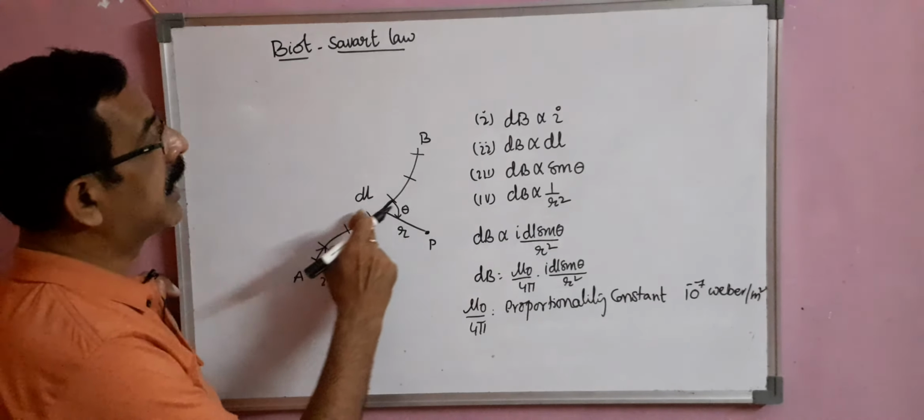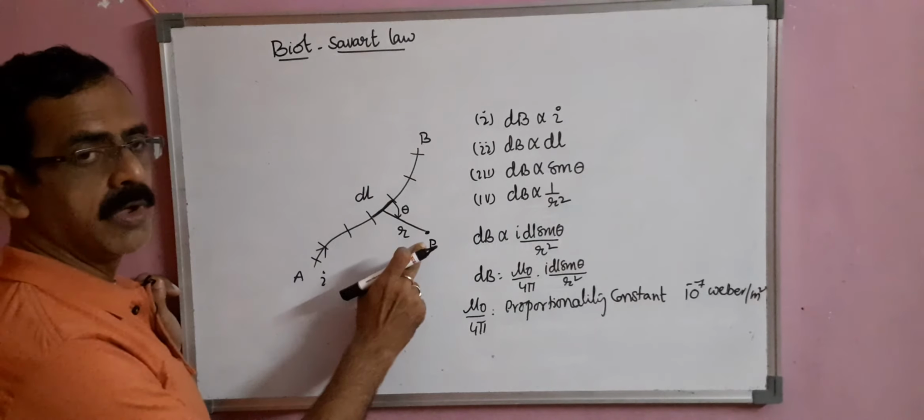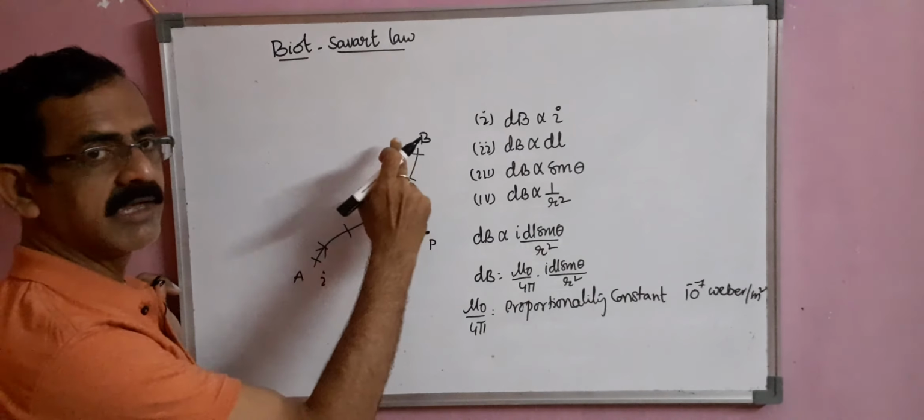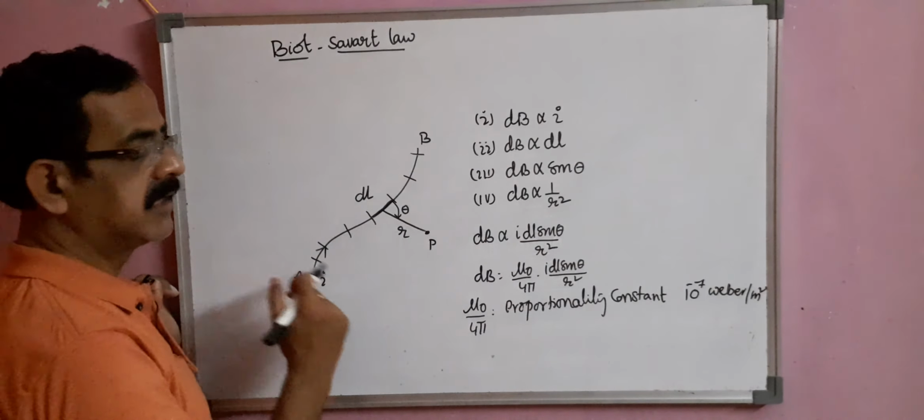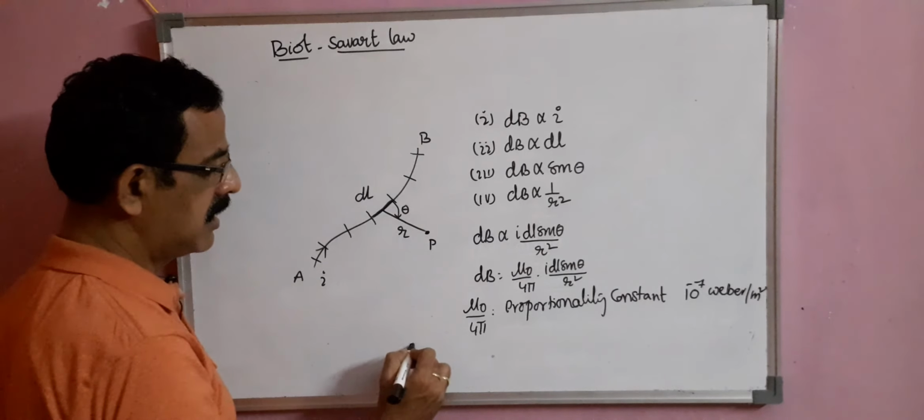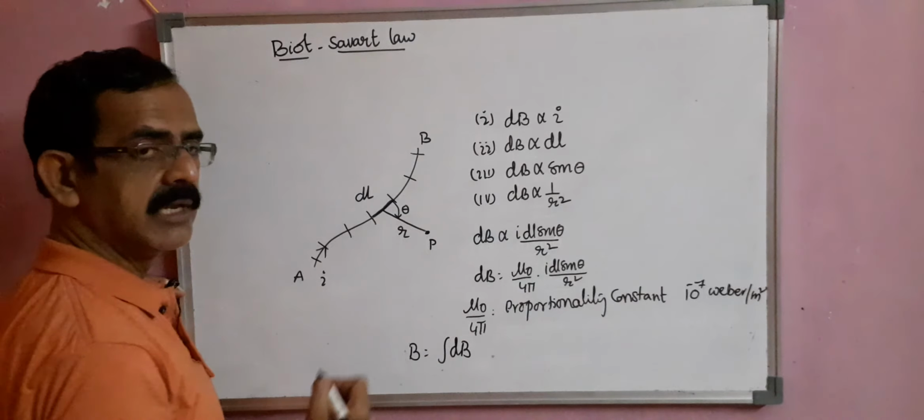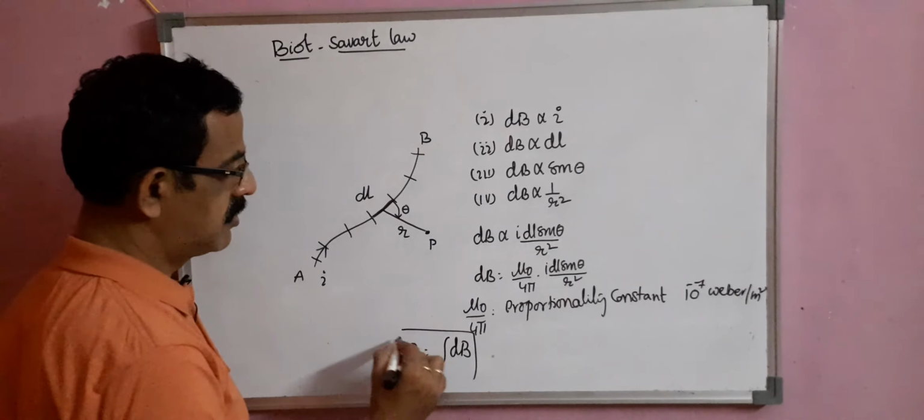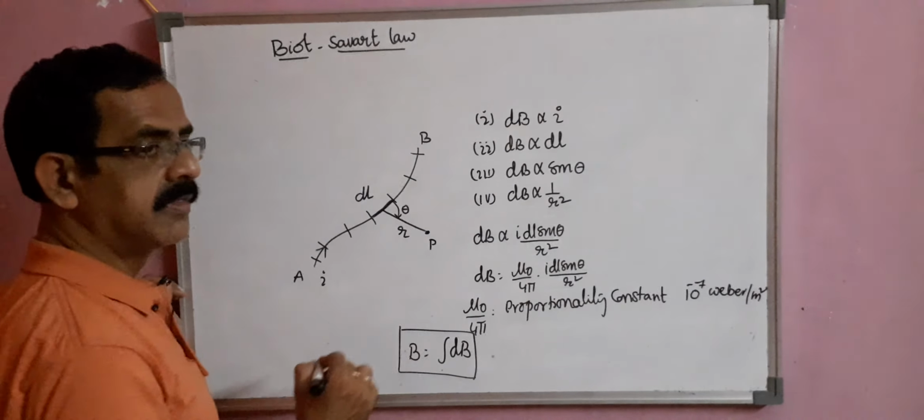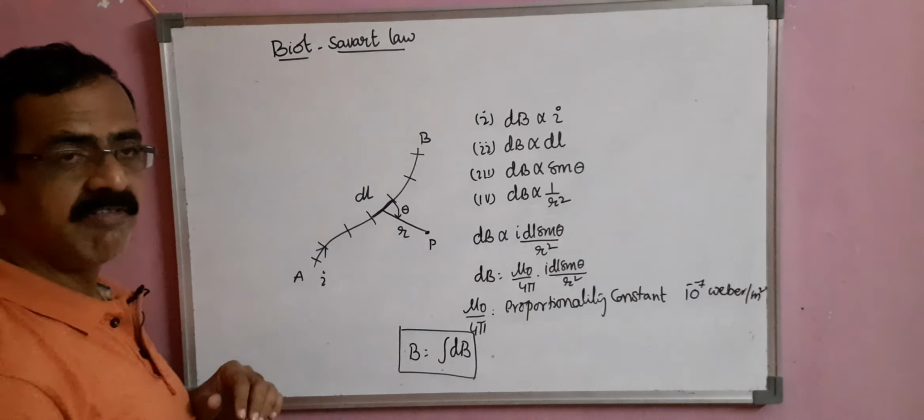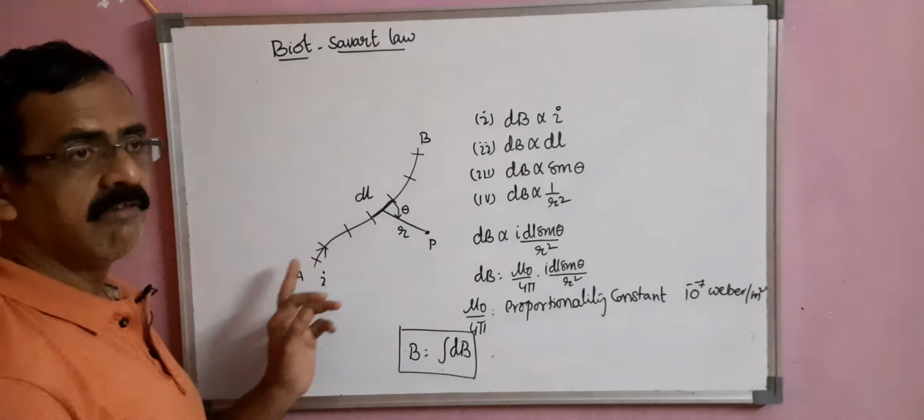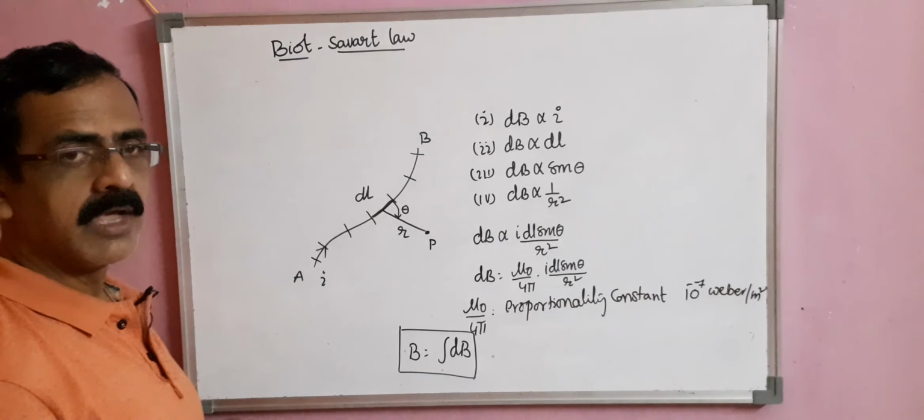Now how can we calculate the magnetic field at this point P due to the entire conducting wire? That can be calculated by integrating this equation. Now this is nothing but the calculation of a magnetic field at a point when a current flows through the conducting wire.